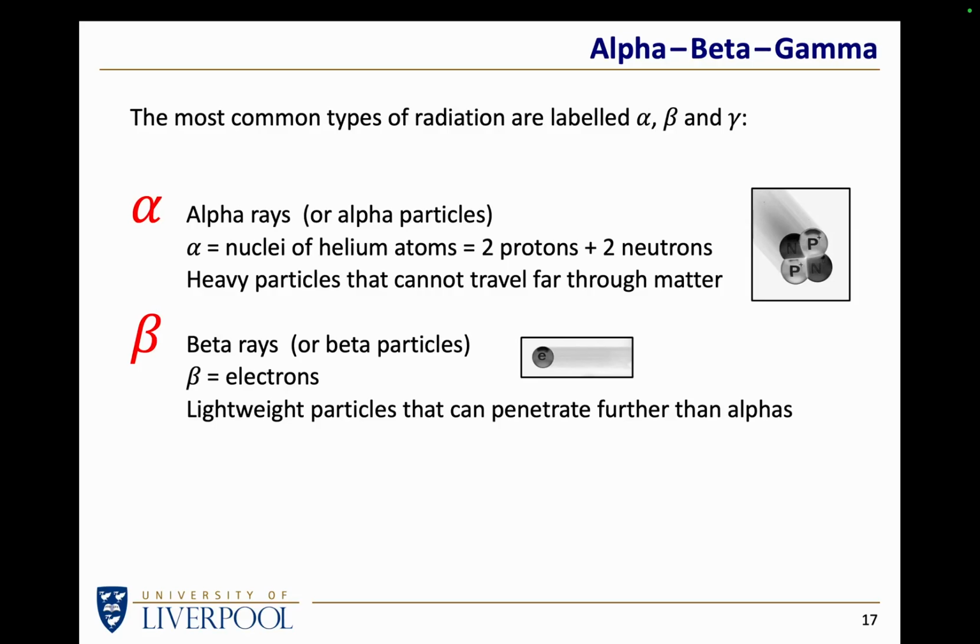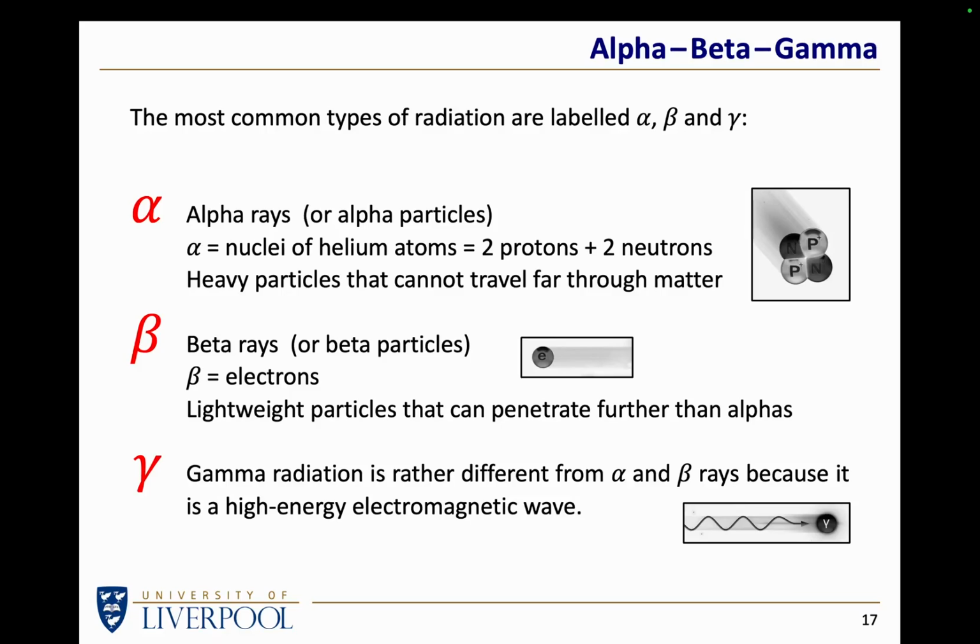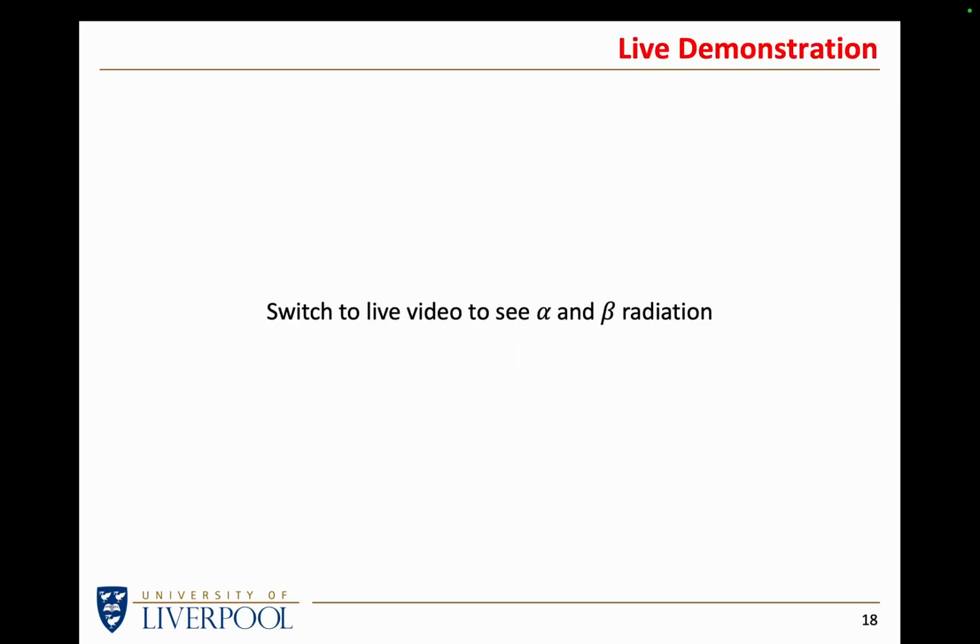They're rather lightweight particles, they can penetrate further than alphas, and as we've seen in the cloud chamber, they tend to rattle off like a pinball machine off the molecules in air. Gamma radiation is different from the previous two in that it is purely electromagnetic radiation. It's basically light of a very high energy or a very high frequency. So gamma rays are rather different. They are not charged particles, and cloud chambers are designed to see charged particles. So we don't see gamma rays in a cloud chamber. We might hear them click on the Geiger counter, but we don't see them in a cloud chamber.